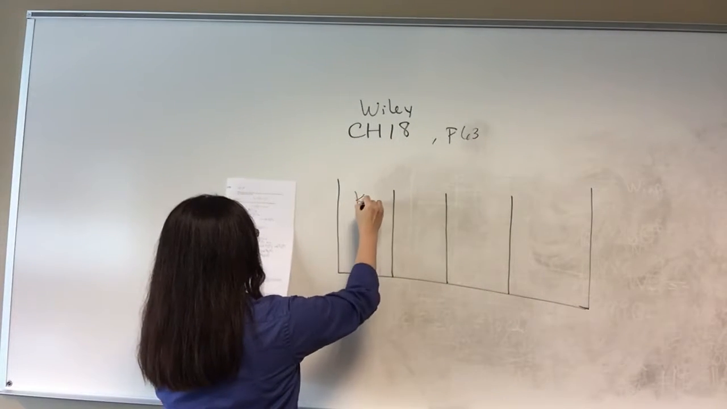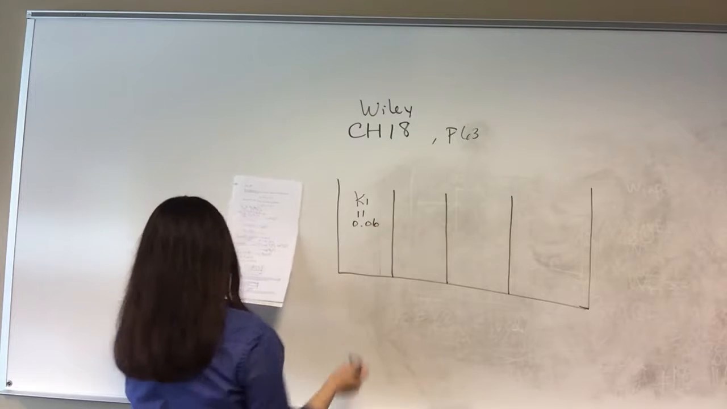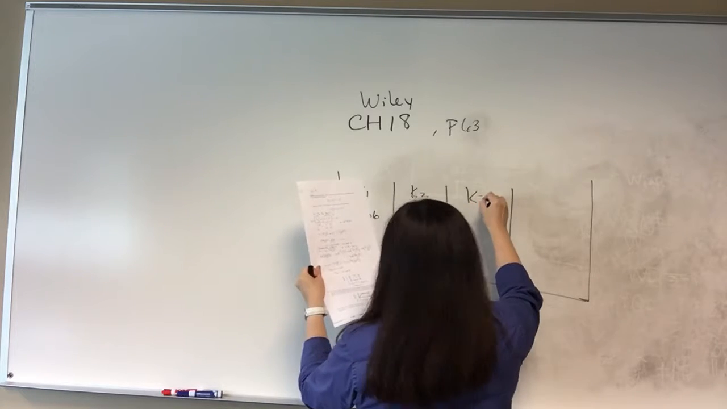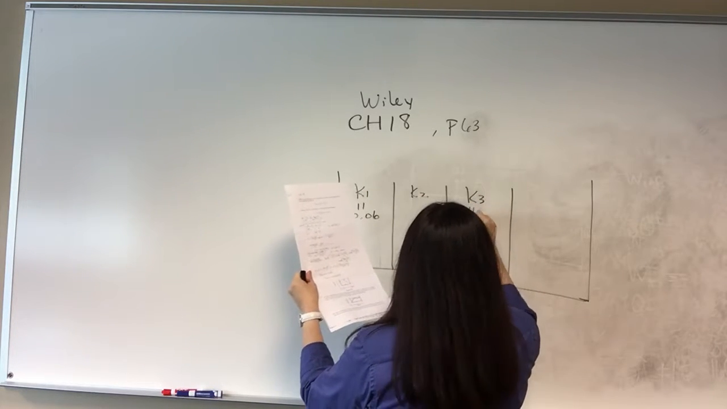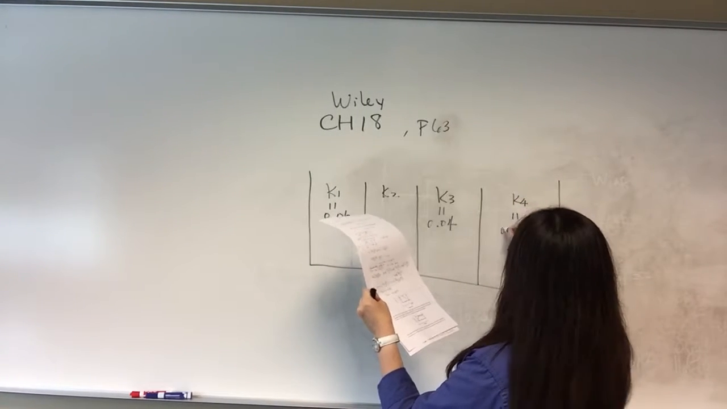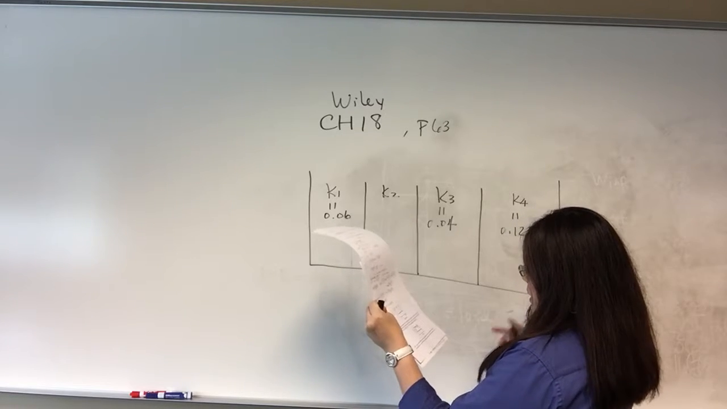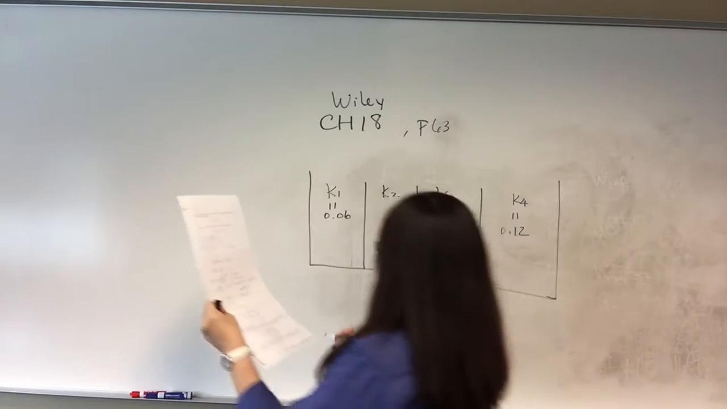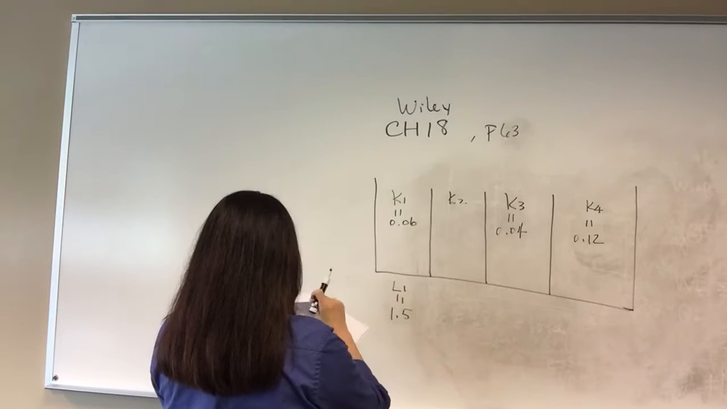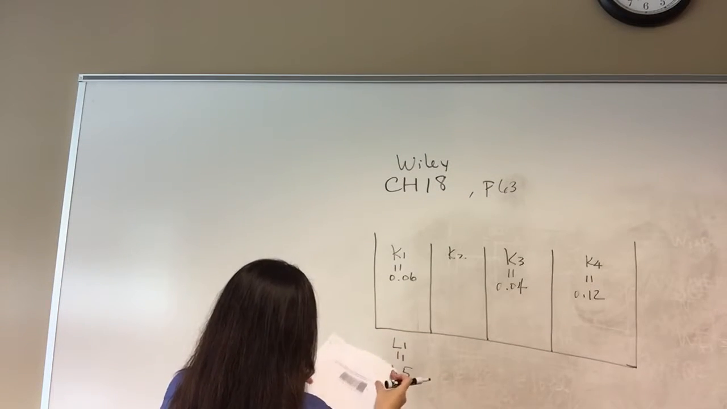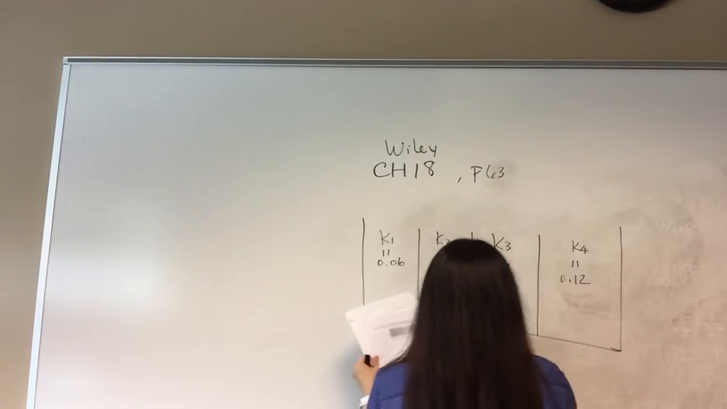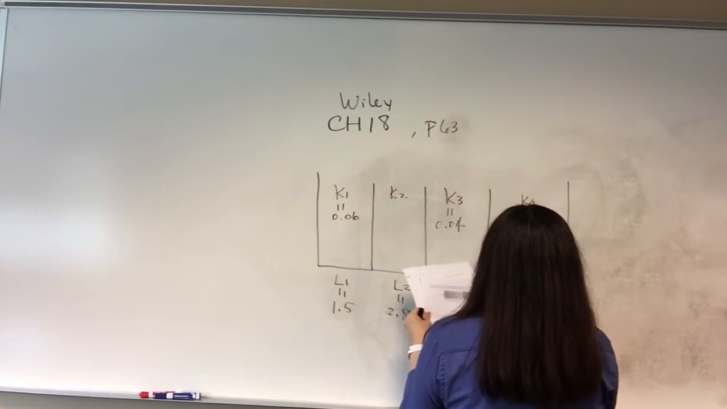conductivity K1. So this is your K1, which is 0.06 watts per meter per Kelvin, and you have the K2, which is unknown, and you have the K3, which has a value of 0.04, and then you have the K4, which is 0.12. Okay, so these are the thermal conductivities. The layer thickness, your L1 is 1.5 centimeters, and then your L2.